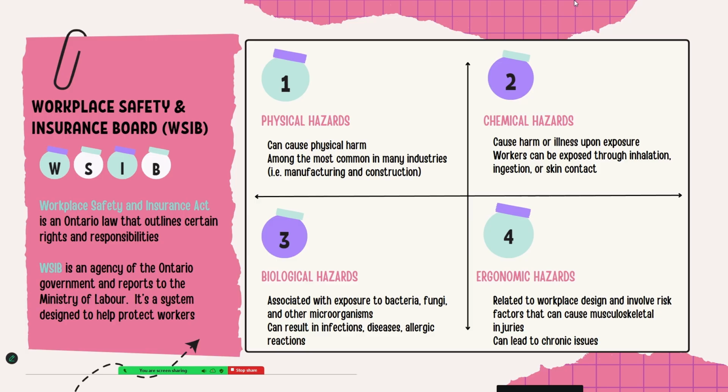They've classified 4 hazards: physical hazards, which can cause physical harm; chemical hazards, which can cause harm or illness upon exposure. Workers can be exposed through inhalation, ingestion, or skin contact. The biological hazards are those associated with exposure to bacteria, fungi, and other microorganisms that can result in infections, diseases, and allergic reactions, to name a few.